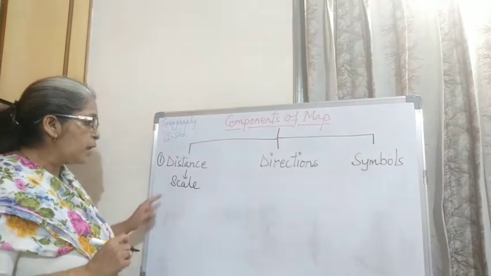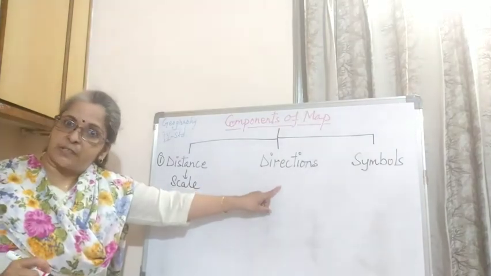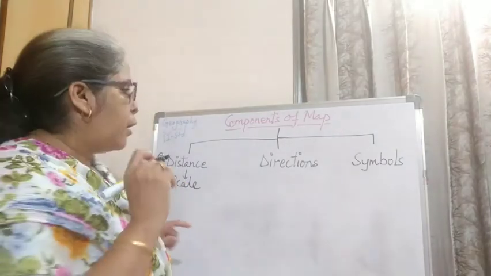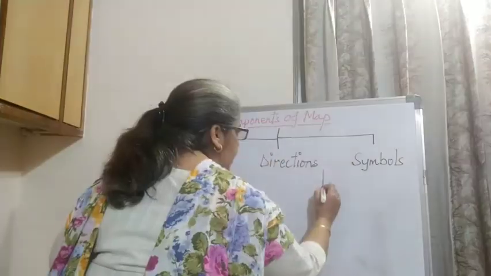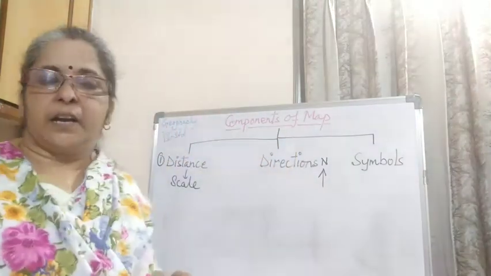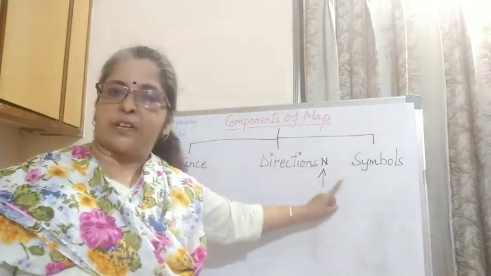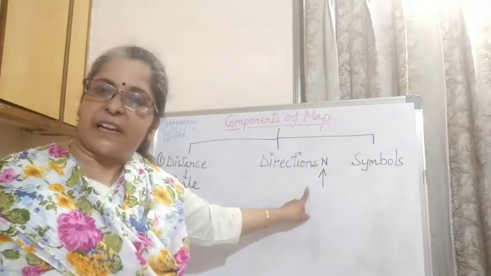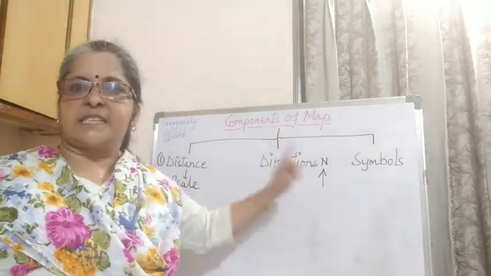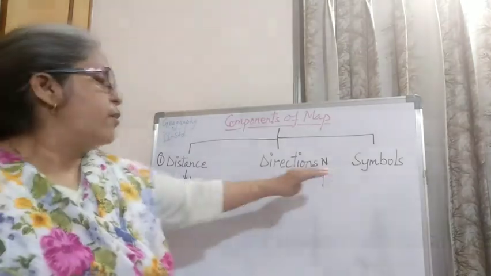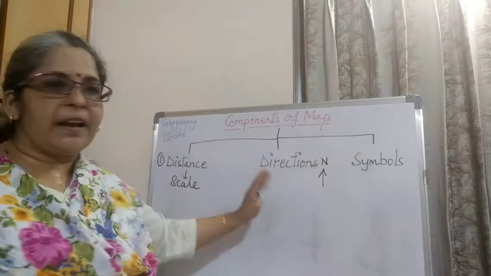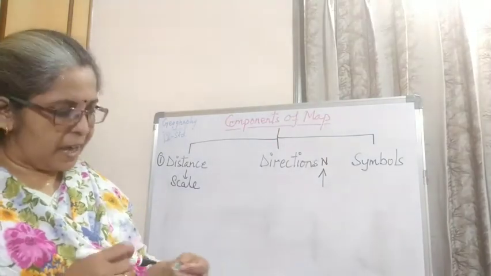Then we have the directions. Whenever you see any map, it always shows the north direction. Always in the map you see the direction towards north. When we have the direction towards north, we come to know where south, east and west are. Then we have the symbols. Now one by one I will explain each and everything.